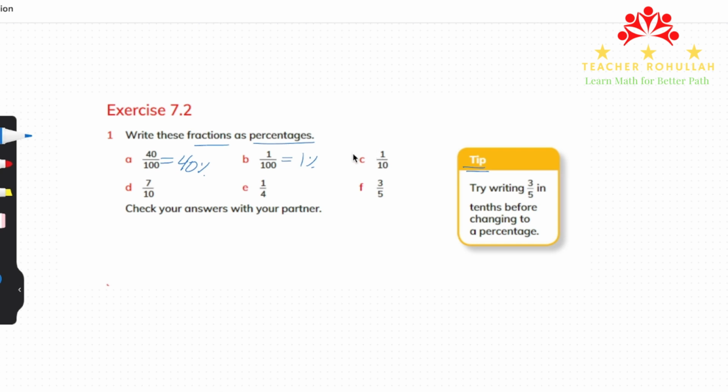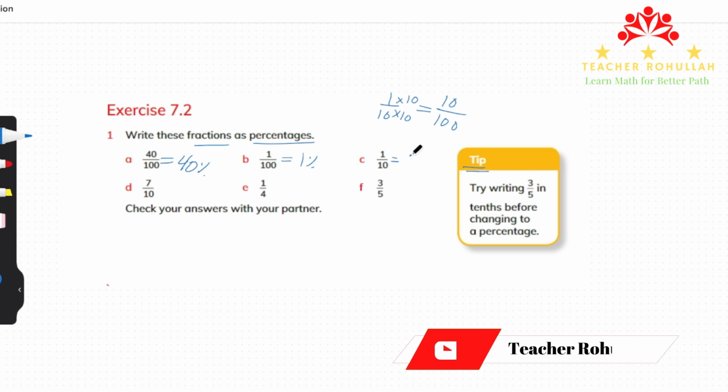In part C, we have 1/10. This one is showing 10%. How? I will show it here. The fraction 1/10, if we multiply both the numerator and the denominator by 10, we will get 10 hundredths. 1 times 10 is 10, and 10 times 10 is 100. Now this shows that 10 out of 100 equal parts is taken. So the fraction 1/10 is showing 10%.